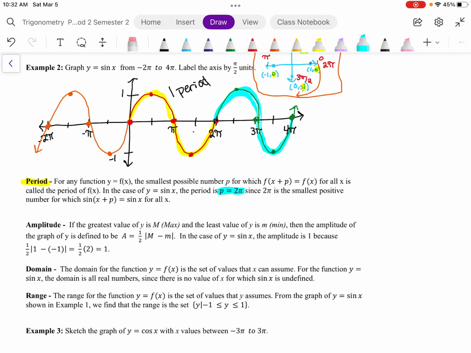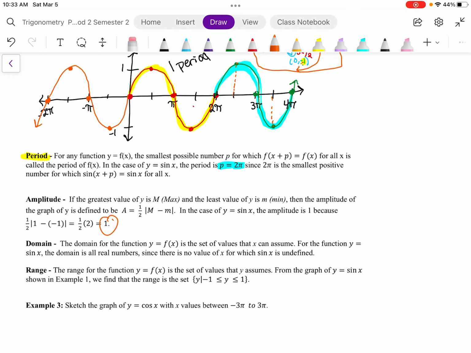And then our amplitude, you find your amplitude by taking your maximum minus your minimum and then dividing it by 2. So our amplitude is also just the distance from the middle of our graph to a maximum or to a minimum. So our amplitude for this one is equal to 1.